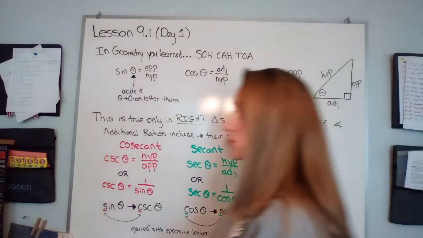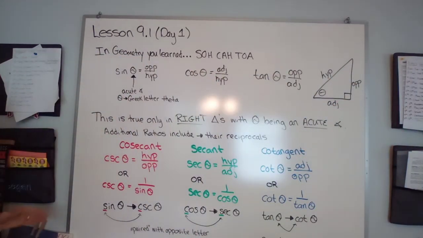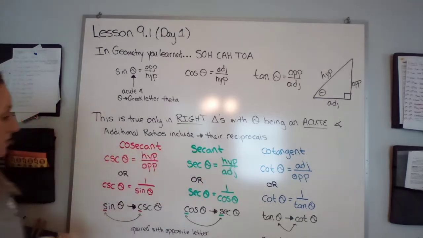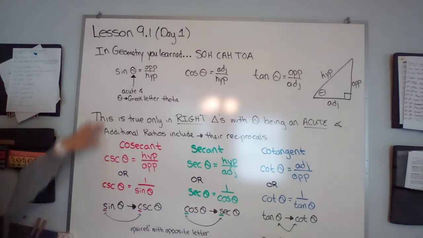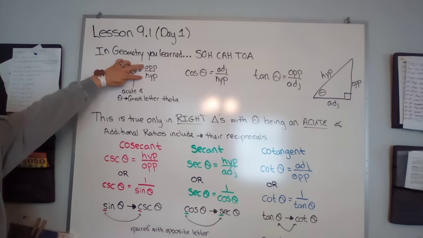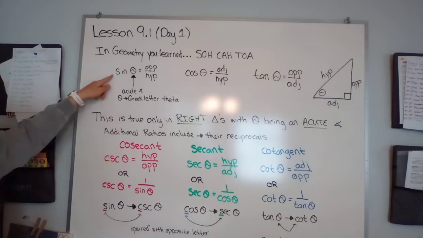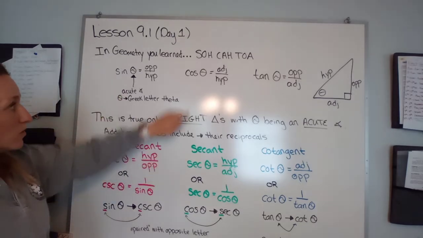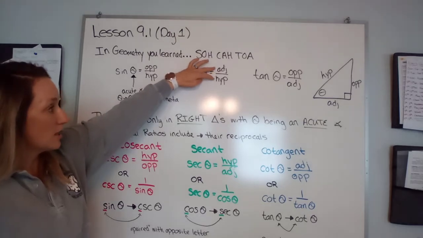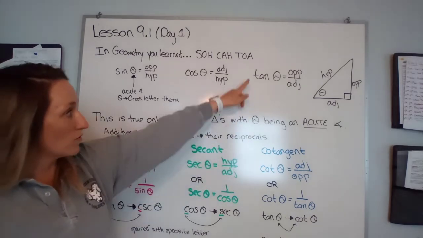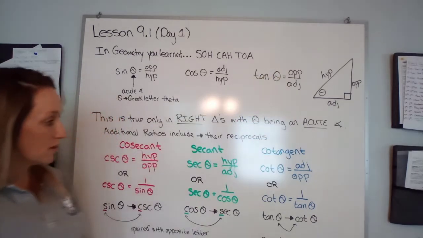Now there are additional ratios which you probably did not learn in geometry. The additional ratios include their reciprocals. The three new ratios that we're going to talk about today are cosecant, secant, and cotangent. Cosecant is the reciprocal of sine. Sine is opposite over hypotenuse, so if you flip it, you get hypotenuse over opposite. Secant is the reciprocal of cosine. Cosine is adjacent over hypotenuse, flip it, and it's hypotenuse over adjacent. Cotangent is the reciprocal of tan, so you flip this ratio to get adjacent over opposite.